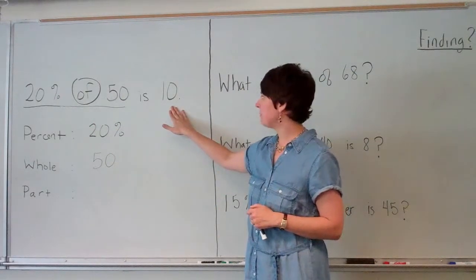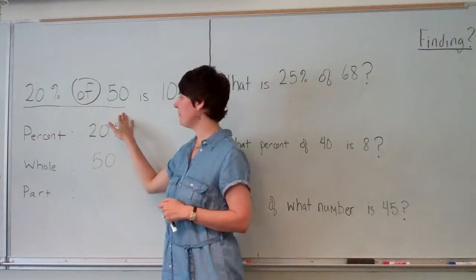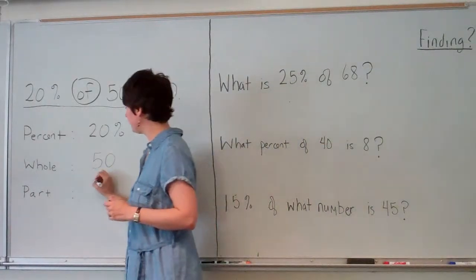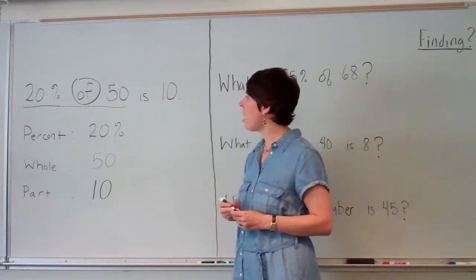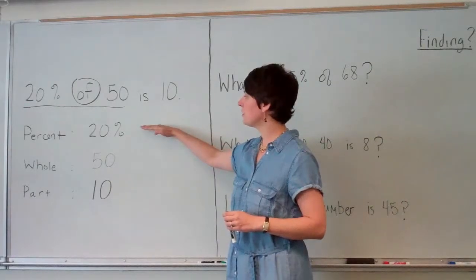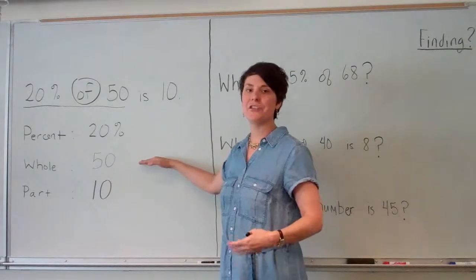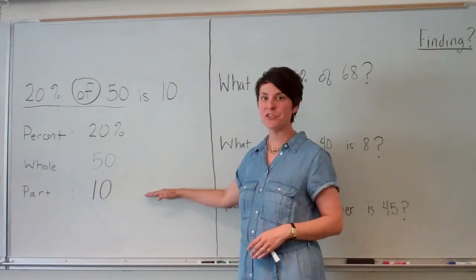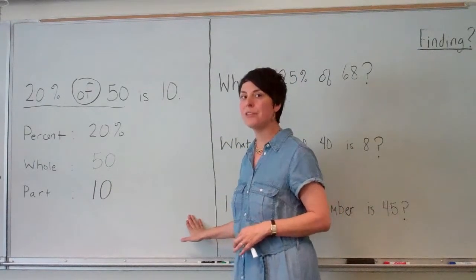Finally, we have the number 10. After I've performed the operation, taken the 20% of 50, this is the part that I have left over. So this is my part, 10. So I've identified all three possible things I could have in a percentage problem. I have the percentage, I have the whole thing, and the whole thing is the number I'm taking the percentage of. And then I have the part that I get after I take that percentage. So again, this is a statement because it gives us all three things we could possibly know.